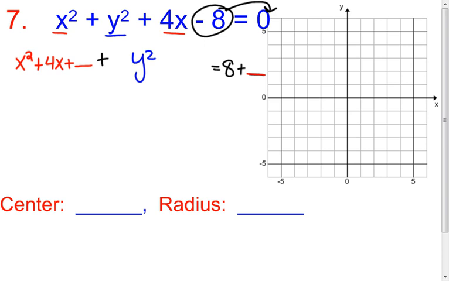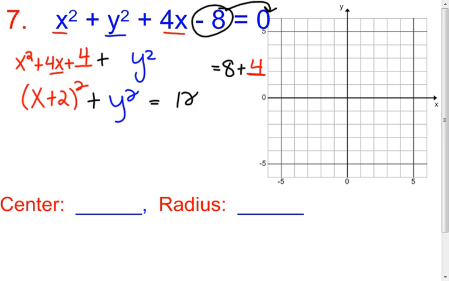Okay? So now, your x's, though, you need to complete the square with. So half of 4 right here is 2, so I will have x plus 2 squared. When I square 2, I get 4. That's what goes in this blank, and I need to balance it out on the other side, so I'll have 4 there as well. And then, of course, I have plus y squared. And then on the other side, I have 12.